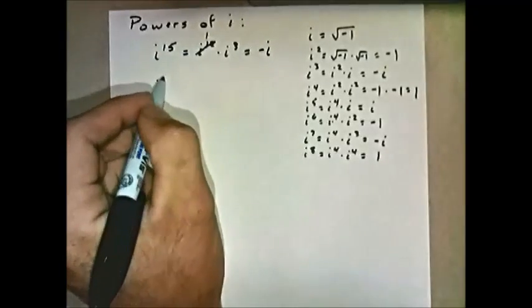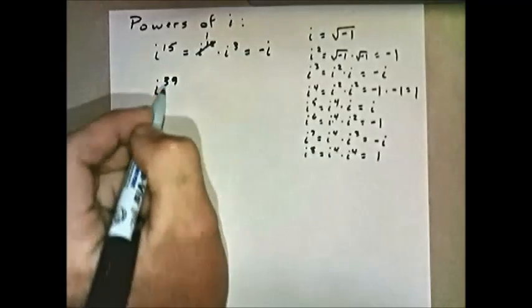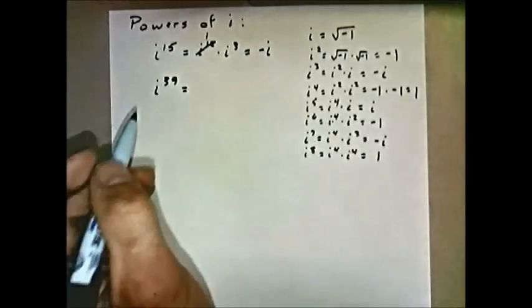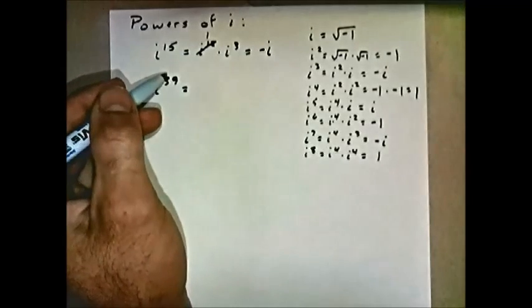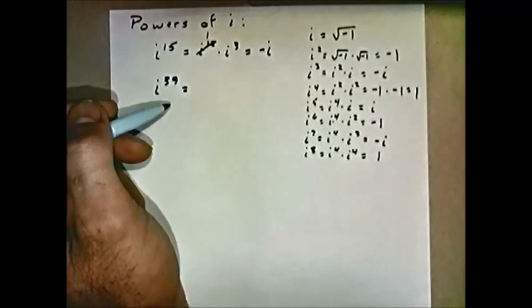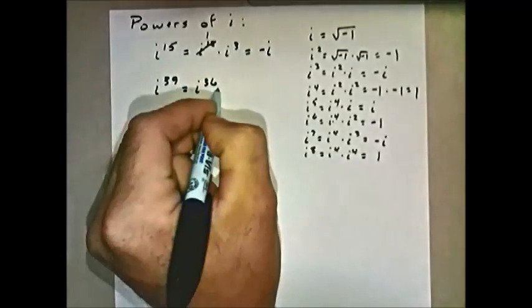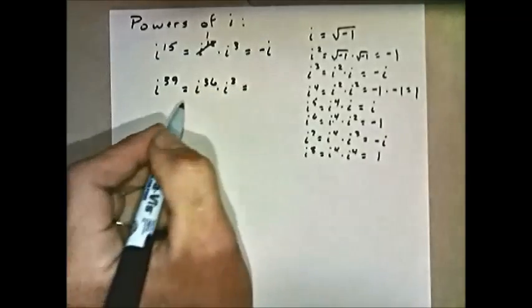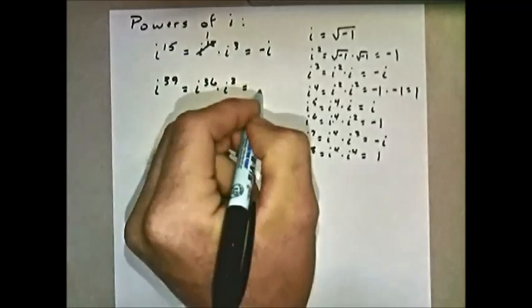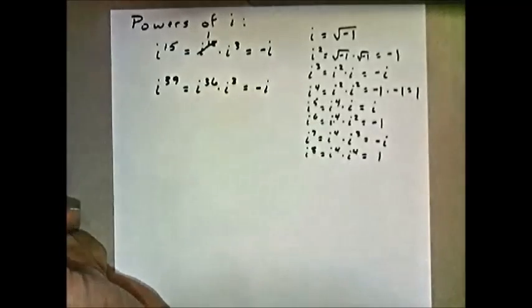This works for much larger exponents. Let's try i to the 39th. Well, i to the 39th, when we look at 39, the number, as we decrease it to get to a number that's divisible by 4, we know it's 36. And then i, in this case, is i to the third again. So we end up with 1 times i to the third, which is -i.